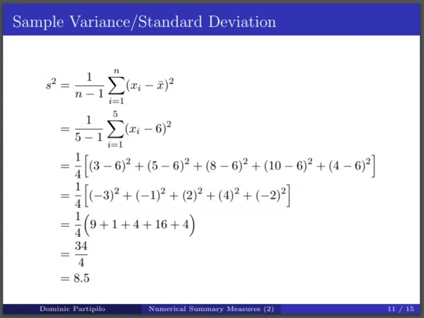So when we add all of these up, we get 9 plus 1 plus 4 plus 16 plus 4, and we get 34 for this whole sum in here, and then we need to divide that by n minus 1, which is 4. So if we do that, we get 8.5. So again, all we did was we took each distance, we squared it, and we added all of them up, and then we divided by n minus 1, which is 4. And in this case, we got 8.5 for our sample variance.